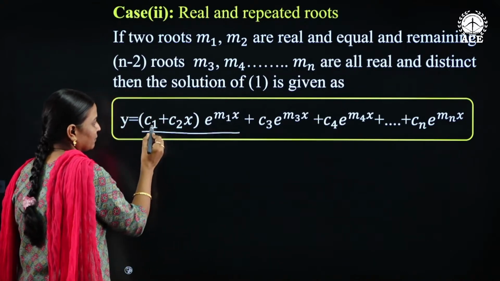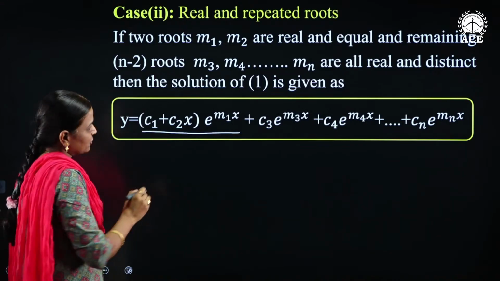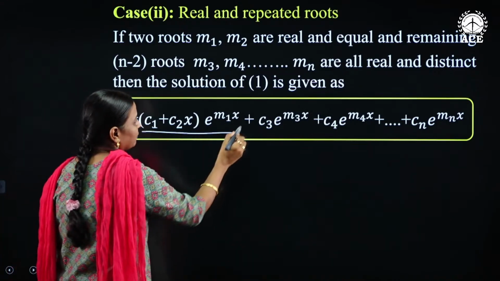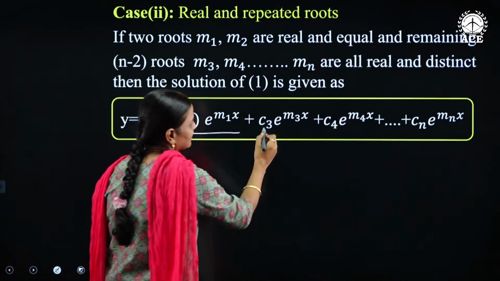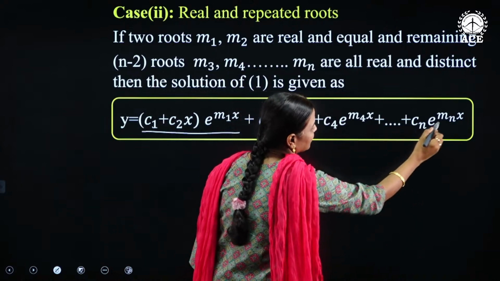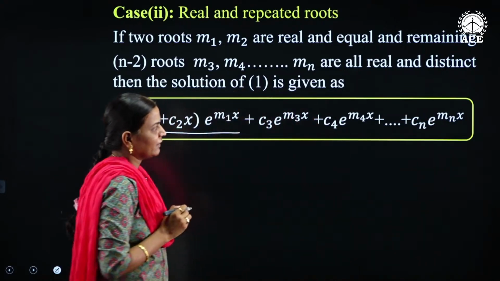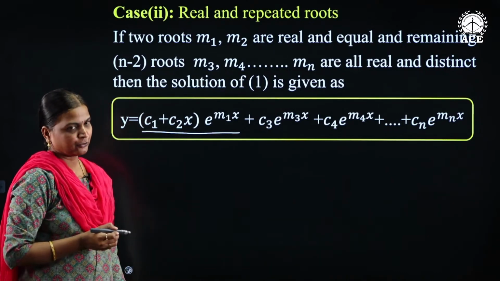What is the general solution part? c1 plus c2x into e power m1x. So this is the general solution part corresponding to the repeated roots. And from this one, c3 into e power m3x plus c4 into e power m4x plus so on plus cn into e power mnx is the remaining part for the distinct roots.